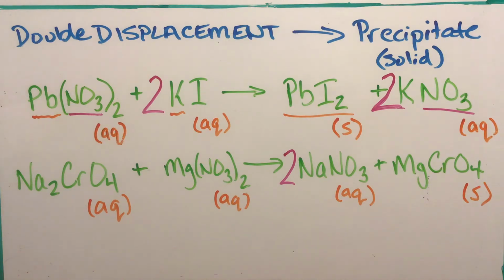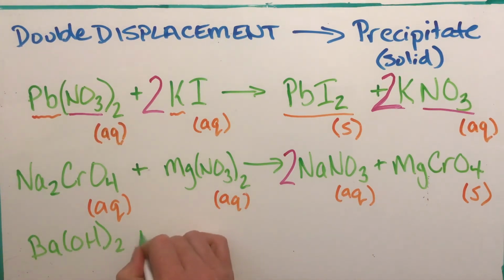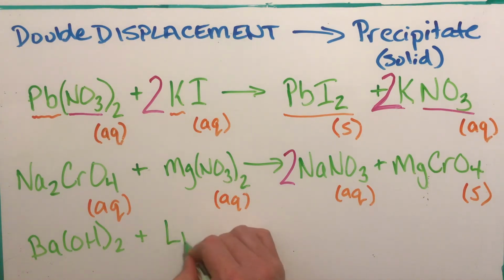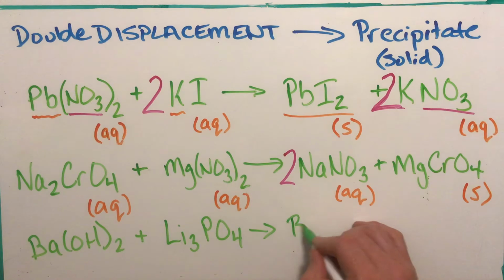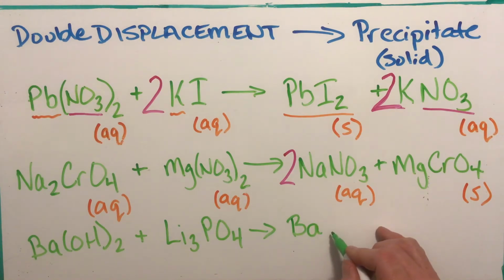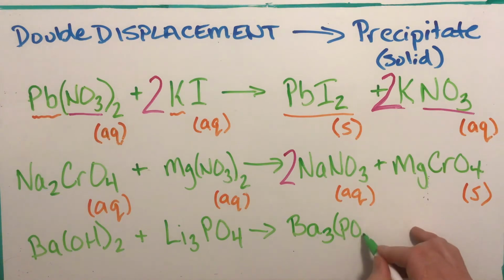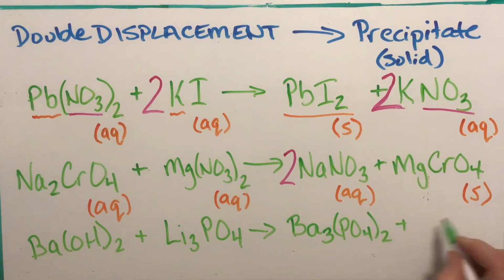All right, and I've got one more for us in this example. So Ba(OH)2, barium hydroxide, along with Li3PO4, lithium phosphate. These two will come together and they will form barium phosphate and lithium hydroxide. Again, I just switched the partners. The lithium came over with the hydroxide, the barium came over with the phosphate. These are all good formulas. I know how to do that now. I'm old hat at that.